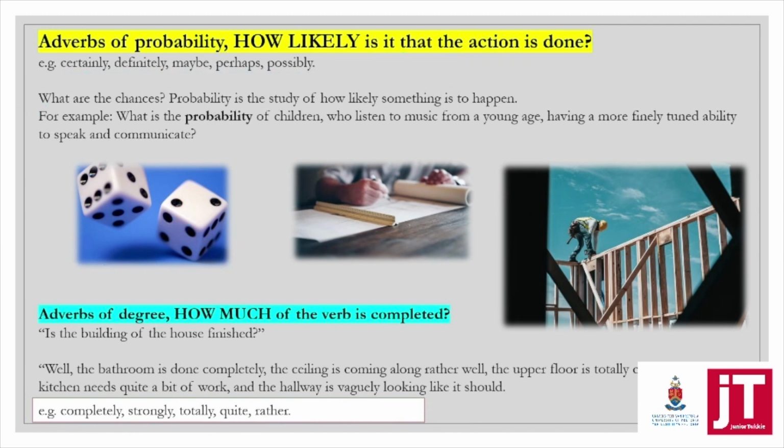Before I move on, I just want to quickly go through the example here with you. Okay, so is the building of the house finished? Okay, well, the hallway is done completely. Is done is the verb. Okay, how far is it done? Completely. How much is done? All of it. Okay, the ceiling is coming along rather well. Rather well is an adverb. Okay, the upper floor is totally complete.